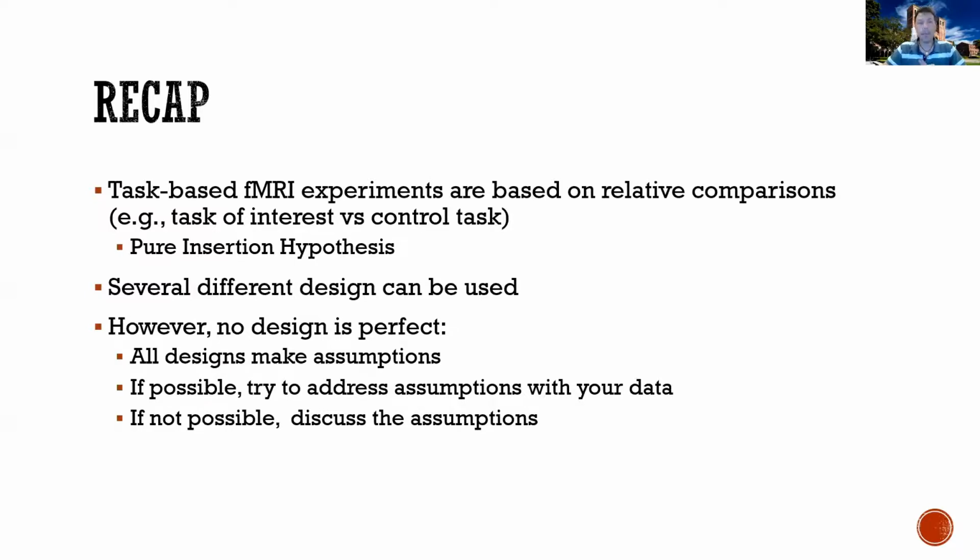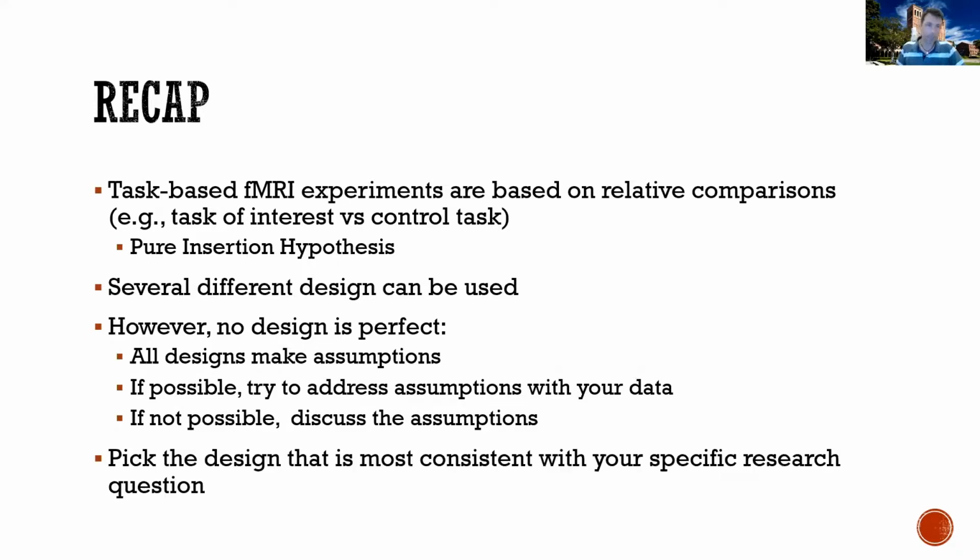Now, I would suggest that in your next experiment, if possible, try to see if you can use your own data to address some of these assumptions. You might be able to address some of these assumptions in a quantitative manner. And if you can't, it's fine. Just discuss the possible limitations of whatever approach you're doing. It will help you and the reader better understand and better interpret your data.